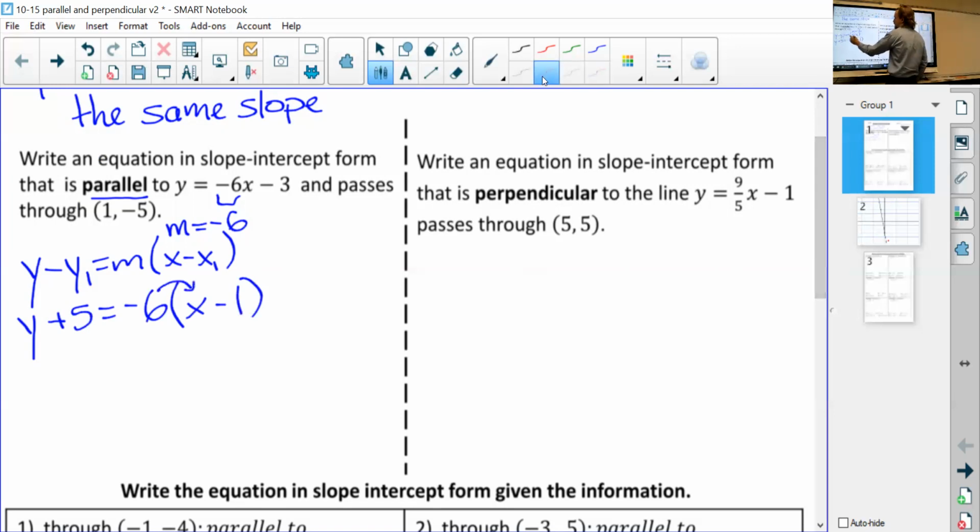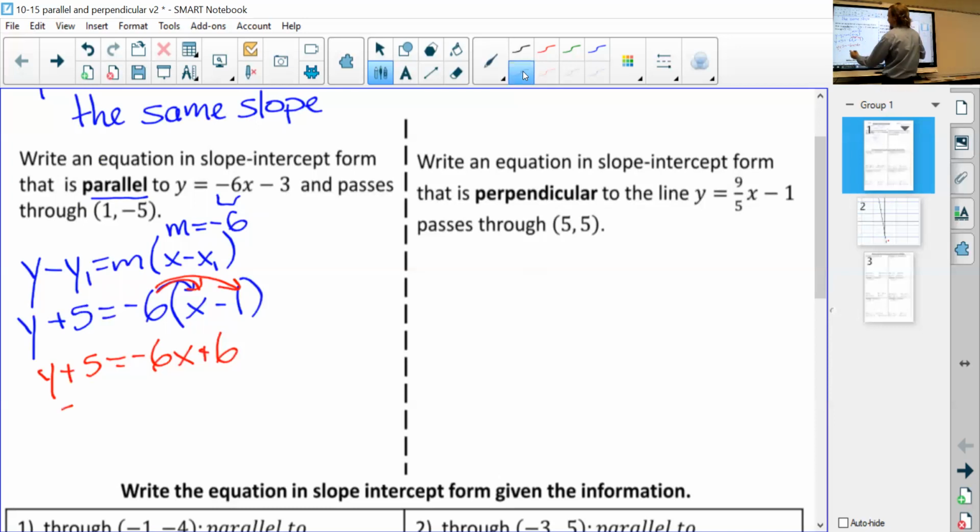First, substitute the numbers. Then we're going to distribute. So y plus 5 equals negative 6x. Negative 6 times negative 1 is positive 6. And then our third step is always just to get y by itself. So we bring the 5 over.